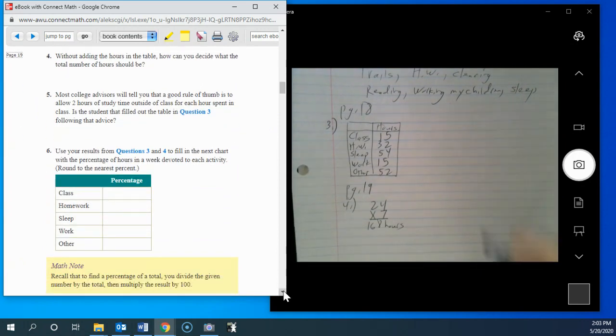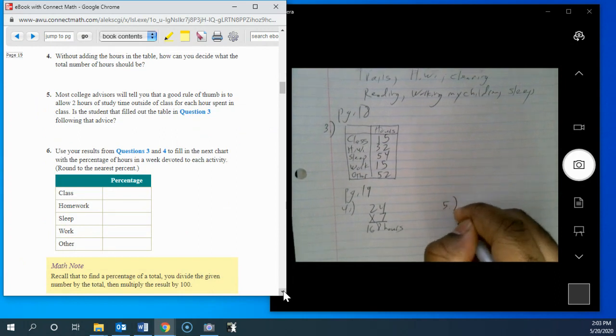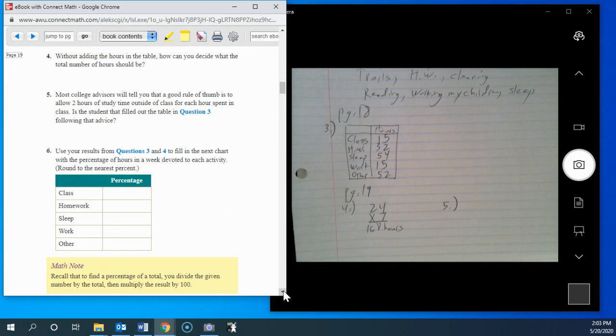Now we look here at number 5. Number 5 asks us, it says most college advisors will tell you that a good rule of thumb is to allow 2 hours of study time outside of class for each hour spent in class. Is a student that filled out the table in question 3 following that advice?